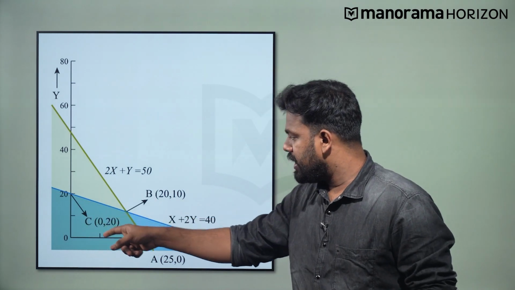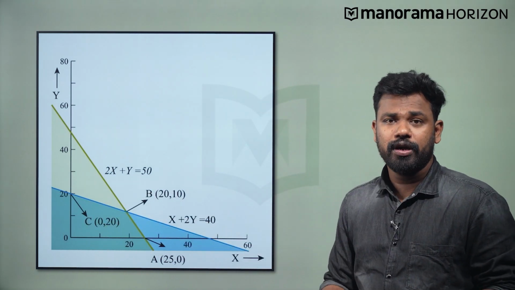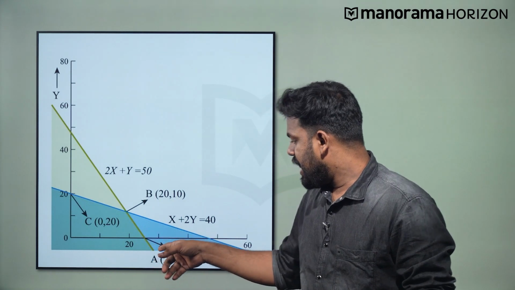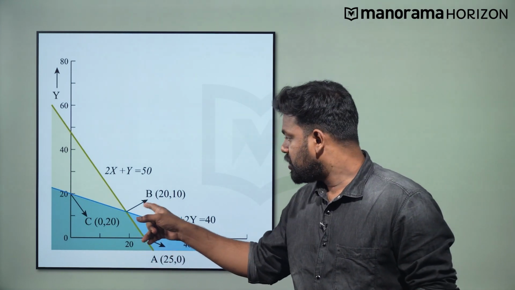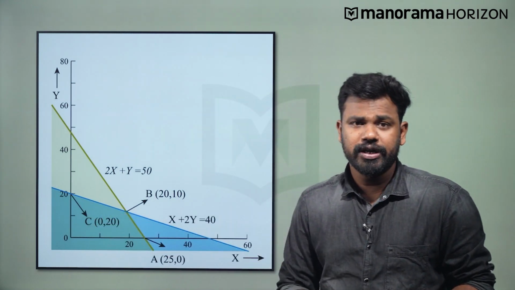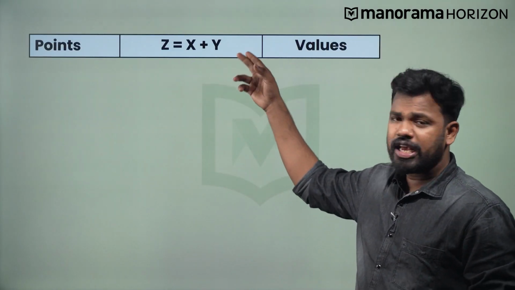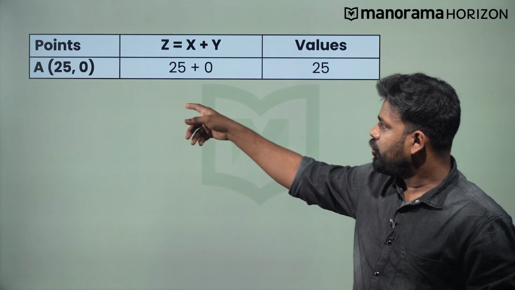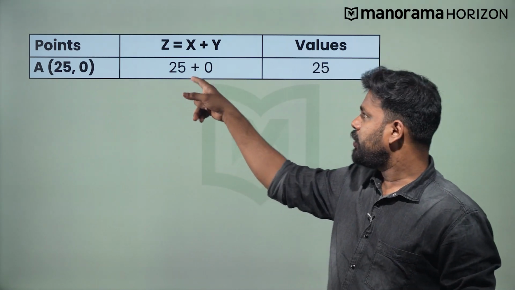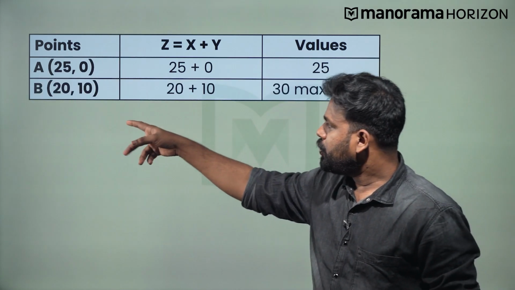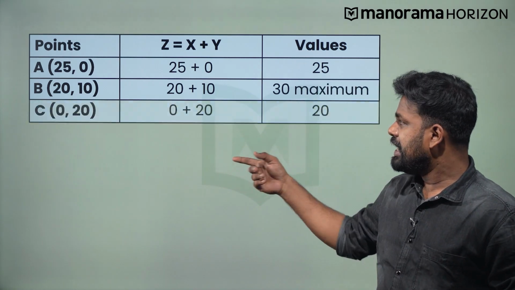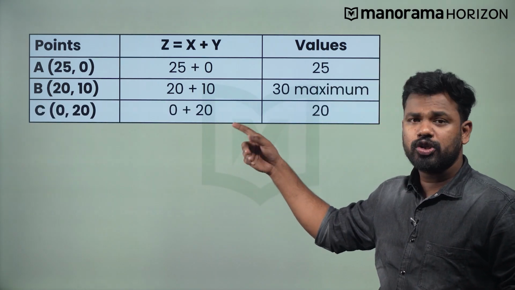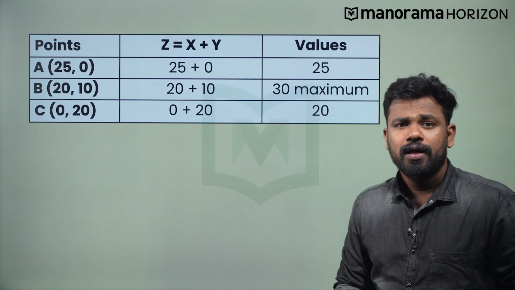So I got the area, and from that area I am getting the points. That is, I get A, that is 25, 0; B, that is 20, 10; and C, which is 0, 20. Using that, we have to get the tabular value, that is Z is equal to x plus y. What are the values? When you put A 25, 0, I get 25 plus 0, 25. B 20, 10, I get 20 plus 10, that is 30. And C 0, 20, I get 0 plus 20, that is 20.